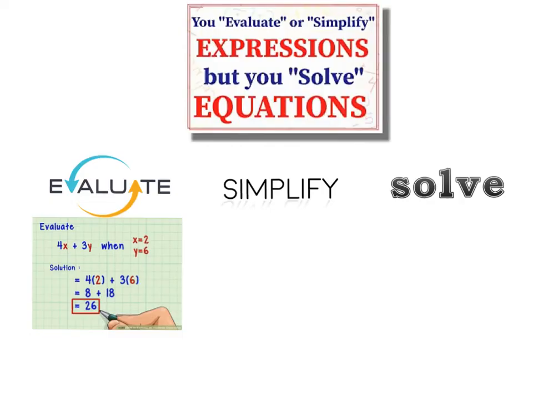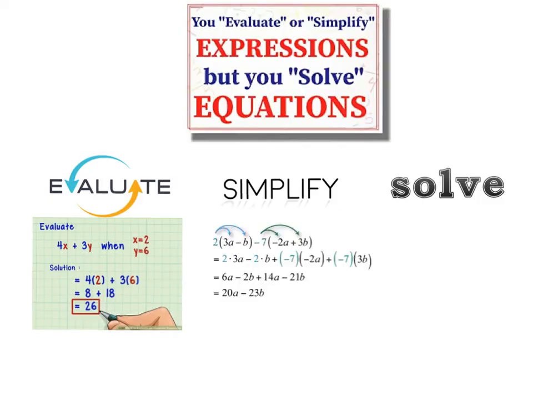Let's move on to simplify. Simplify has a lot of stuff going on. So right now, we're just going to deal with a little part of simplifying, which is getting rid of parentheses through distribution and then combining like terms. At the end, you should only have one of each type of term and no parentheses, and that is what we consider simplified.